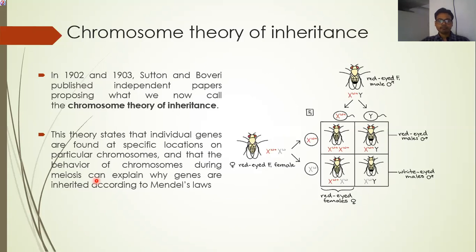And if we see here, this cross was performed by T.H. Morgan. That is, the experimental proof of the chromosomal theory of inheritance was performed by T.H. Morgan in Drosophila.